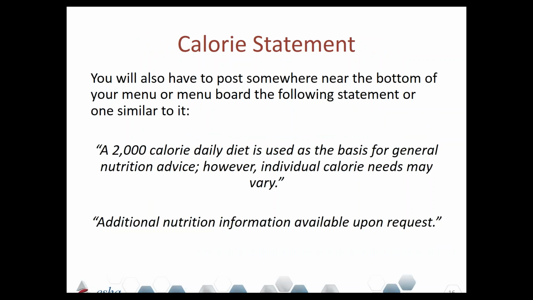The calorie statement that you're going to need to include somewhere on your menu board is going to go something like this. A 2,000 calorie diet is used as a basis for general nutrition advice. However, individual calorie needs may vary. And then you'll need to have additional nutrition information available upon request. So this will need to be placed on every menu board that you have visible to the consumer, as well as any menu.